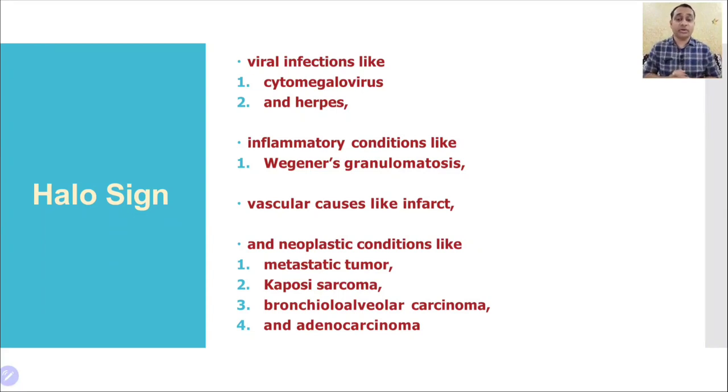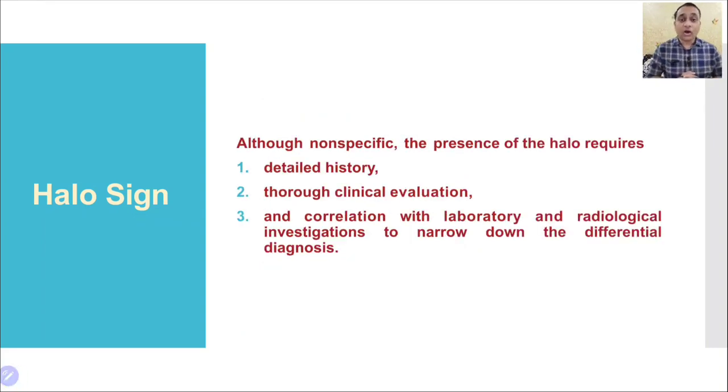So it is very important to rule out all these conditions when the halo sign is present radiologically on CT scan. Although it is non-specific, the presence of halo sign requires a detailed history of the patient and thorough clinical examination or clinical evaluation of that patient, and correlation with the laboratory and radiological investigations to narrow down the differential diagnosis. So all these three points are very important: detailed history, detailed clinical examination and correlation between the laboratory and radiological investigations, which help in the diagnosis.